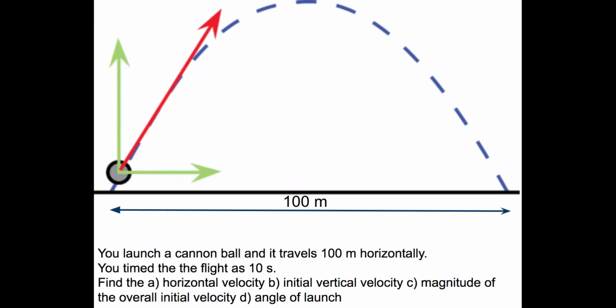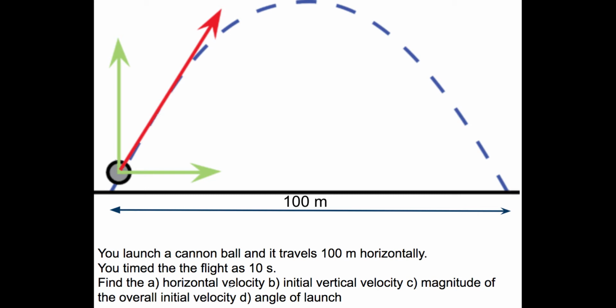Hey everybody, let's look at this one. Here's another example of an angled projectile problem. So let's say you launch a cannonball and it travels 100 meters horizontally. So we got that labeled right here. You time the flight, that should be fixed, as 10 seconds. So it was in the air for a total of 10 seconds.